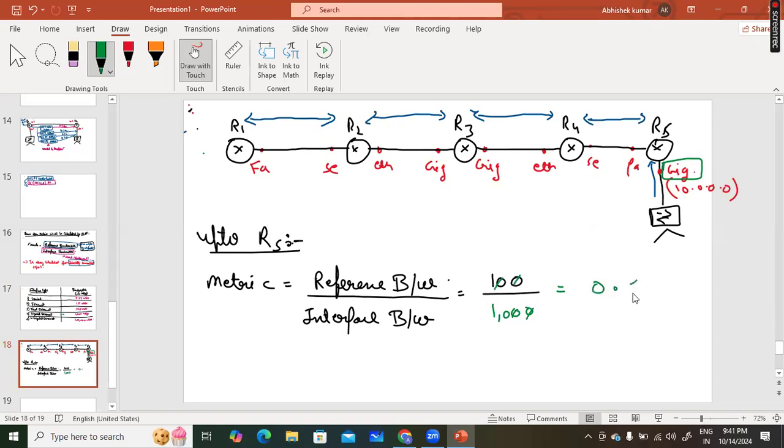And when you solve, you will get the answer as 0.1. Make sure the metric will never be in decimal, and it is always rounded up to 1, like this. So it will be 1. So it means my metric till here is 1. Is it fine or not? Please tell me.